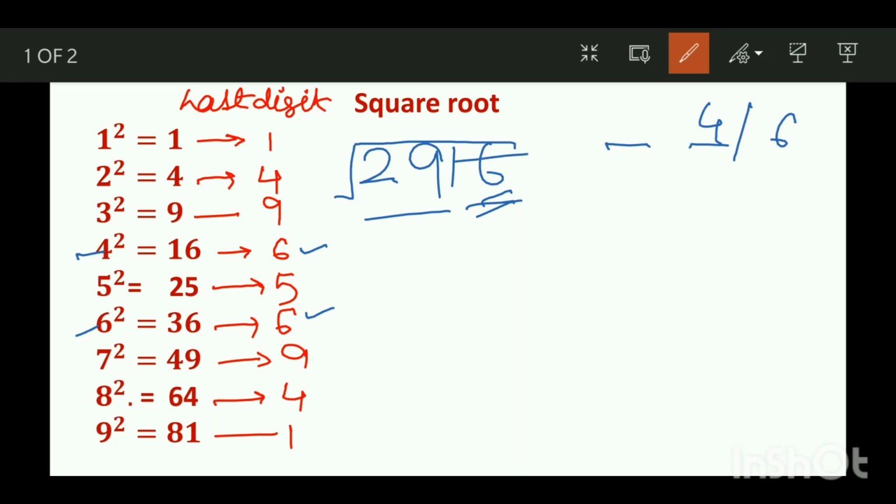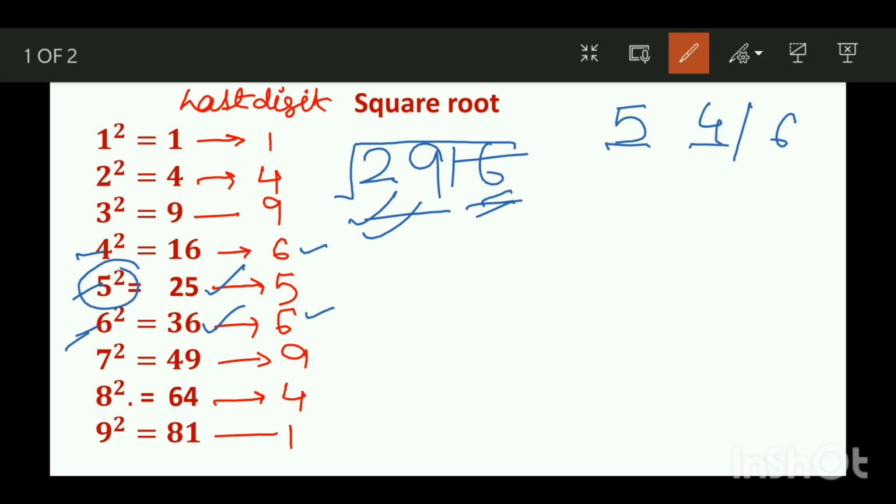Now leaving this, ignore this. 29. Where will 29 fall? 29 will fall between 25 and 36. Means 5 square and 6 square. So we have to choose the smallest number. So we will take 5. So first digit would be 5.